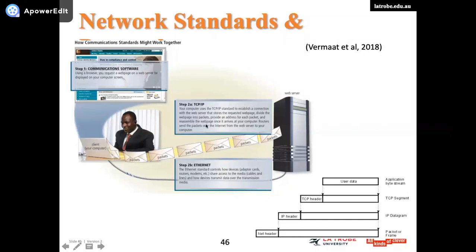So the Ethernet standard of protocols controls how devices like our adapter cards, routers and modems share access to the medium, like cables and lines, and how devices transmit data over the transmission medium. So that is what happens on the lower layers. Here is an example from the different layers' point of view to tell you how messages are transmitted. On layer 2 and layer 1, we have our Ethernet.